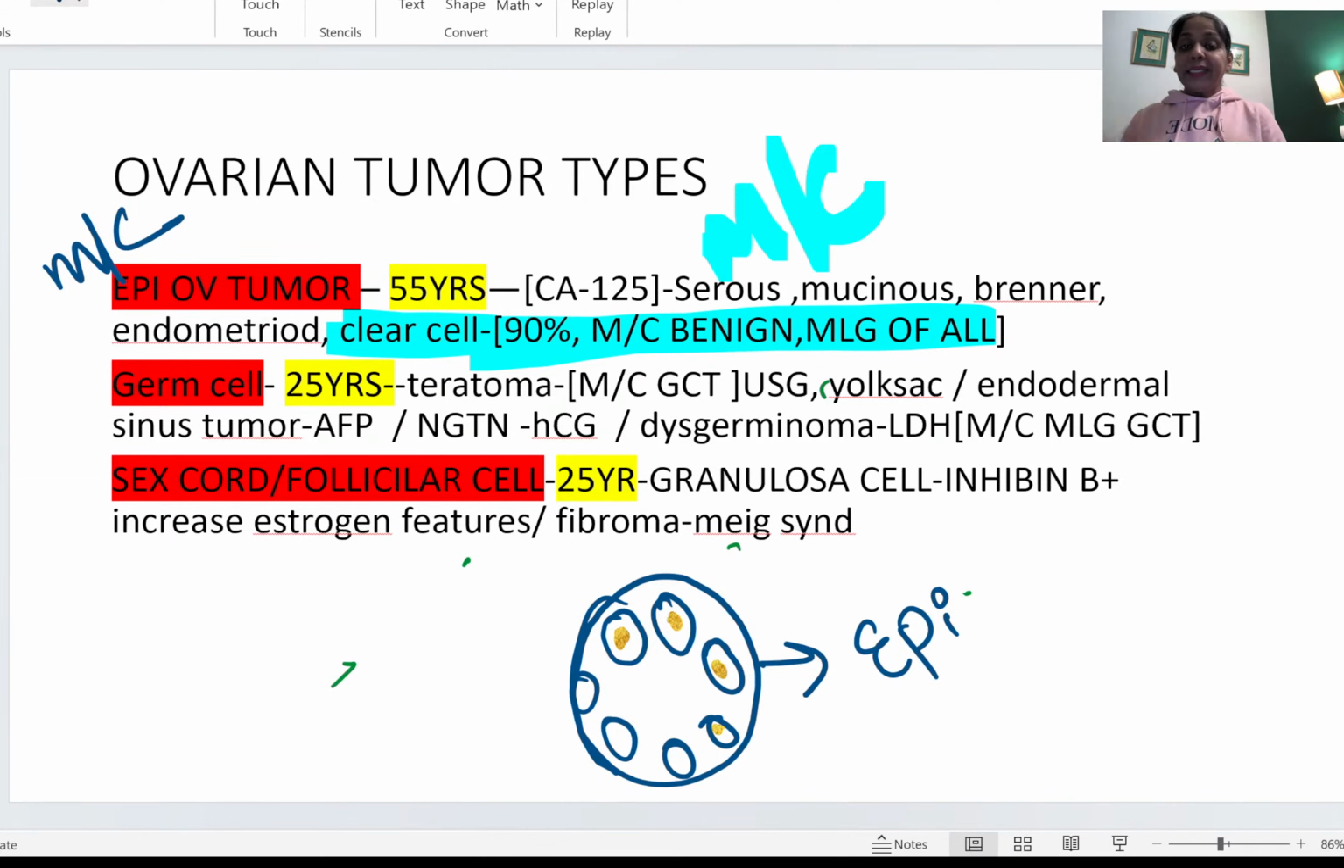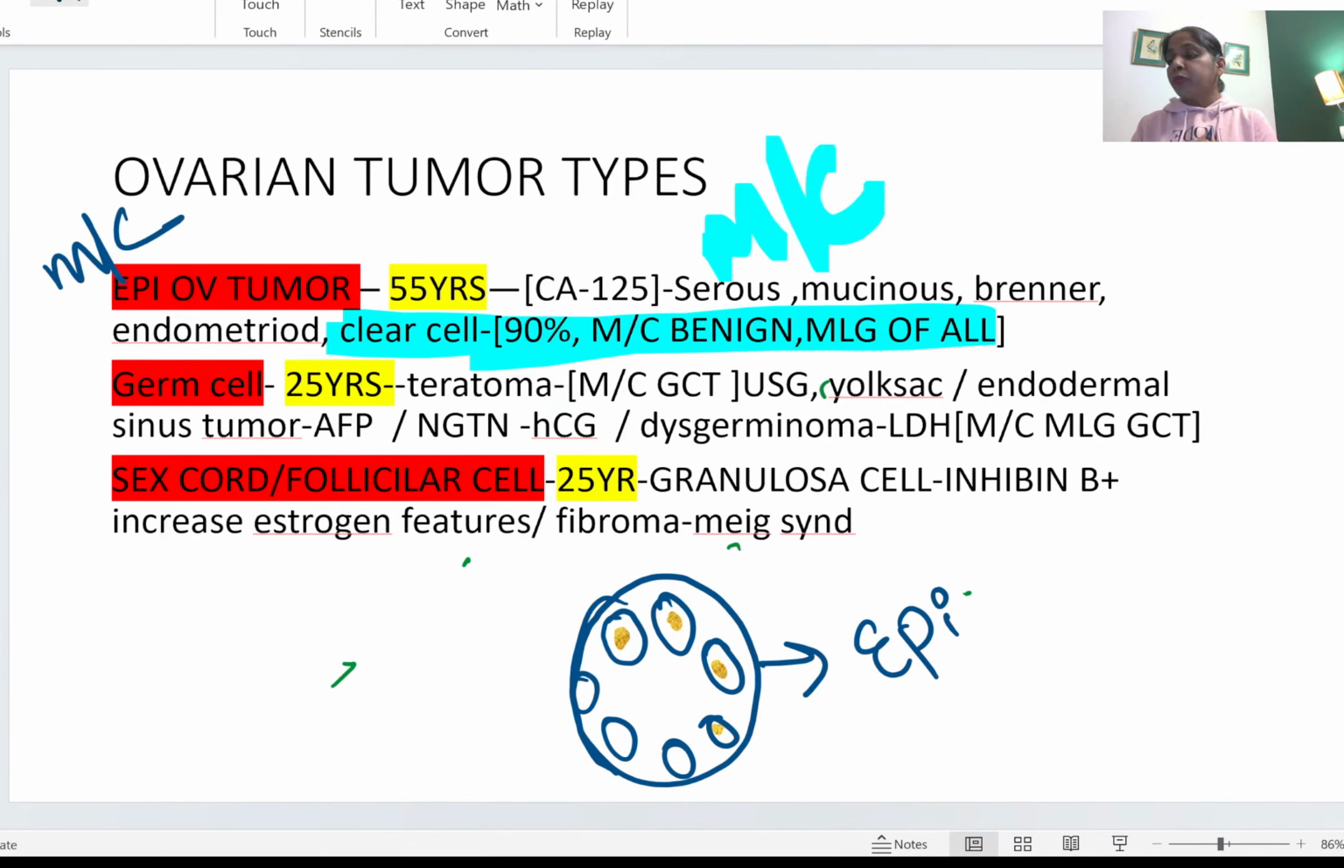In fact, they are 90%. So if they ask out of all the ovarian tumors which are most common, this is the question they ask. Okay? Here I will ask you only those questions which have been asked twice or thrice. So the most common among epithelium, germ cell and sex cord is epithelial ovarian tumor, and it is 90% of all the ovarian tumors.